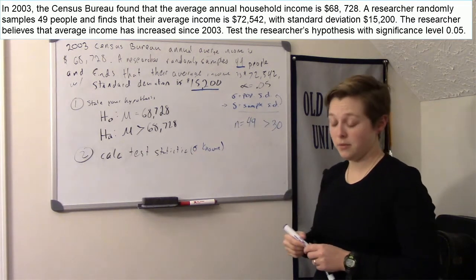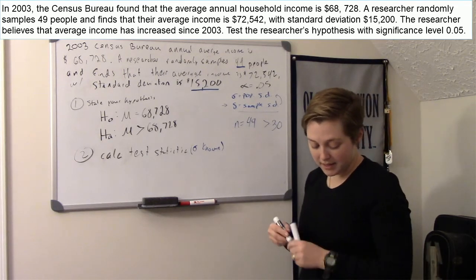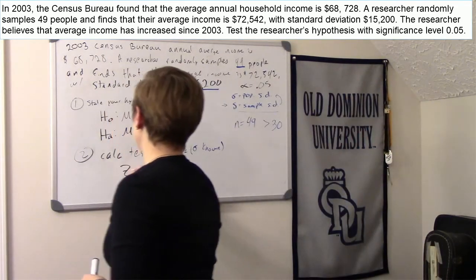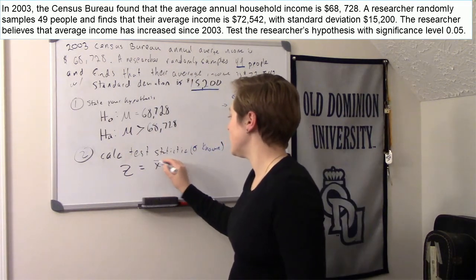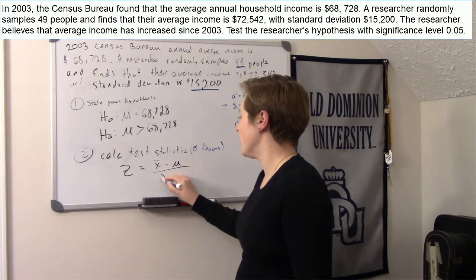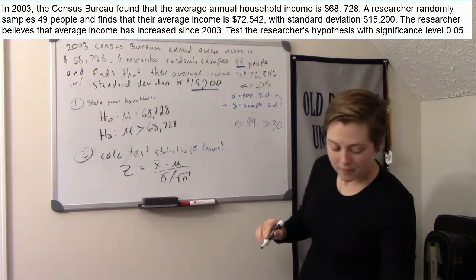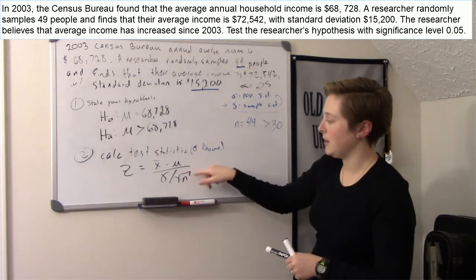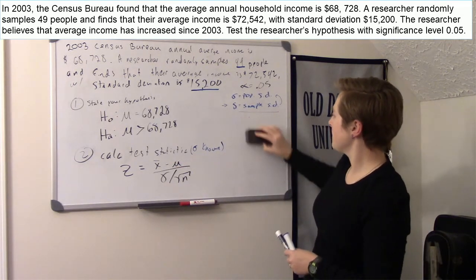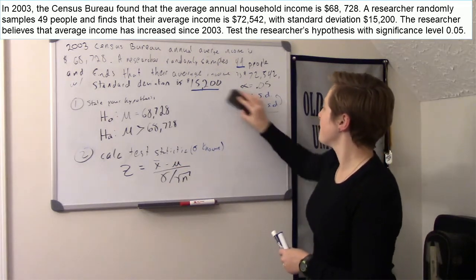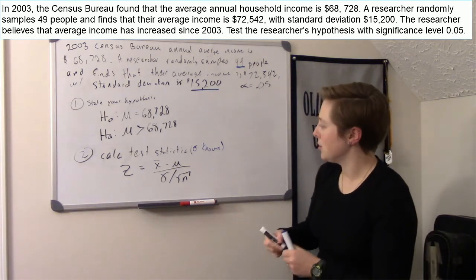Population standard deviation known. Okay, so if you go to your formula sheet, the test statistic that you should use when sigma is known is z equals x bar minus mu over sigma over square root of n. Okay? So now all I have to do is plug in these values and solve for the test statistic. So let's talk about what each of these values are.